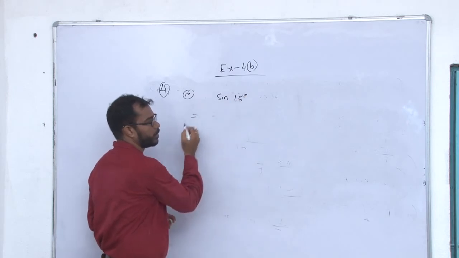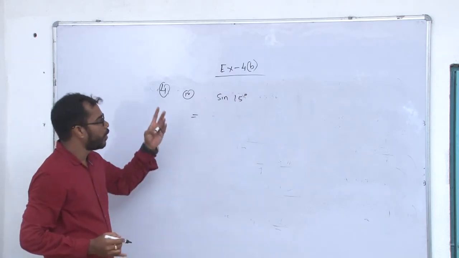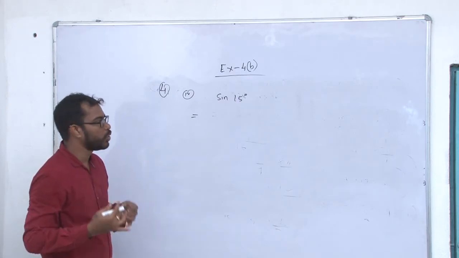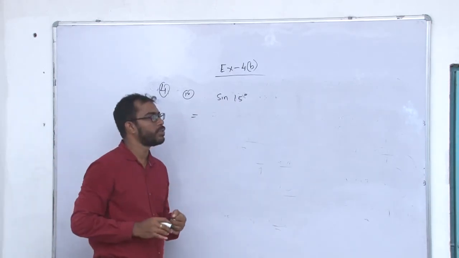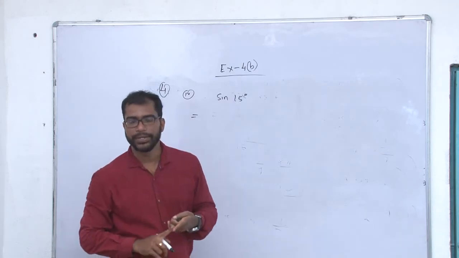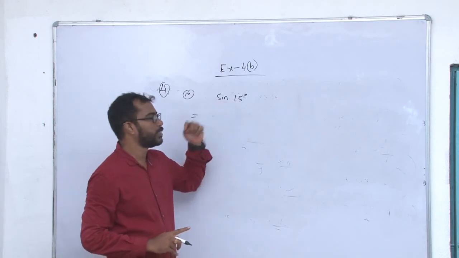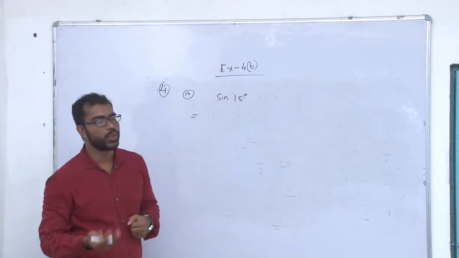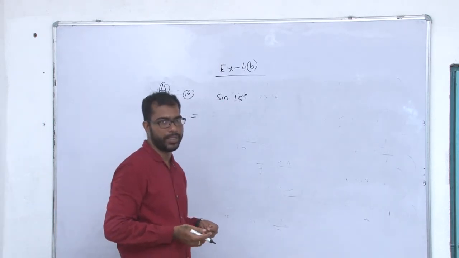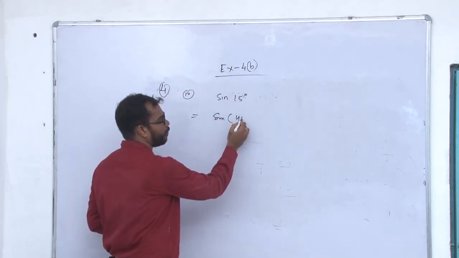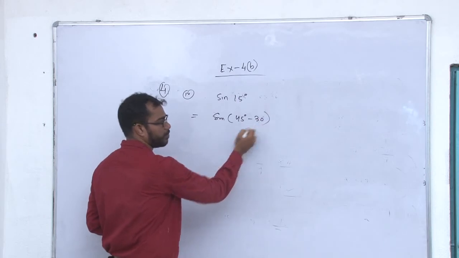Sin 15 degree. So how to find the value of sin 15 degree? As you know, in our standard angle tables we have 0 degree, 30 degree, 45 degree, 60 degree, but we do not have the value of 15 degree. So how to evaluate it? Now you can express 15 degree as 45 degree minus 30 degree.